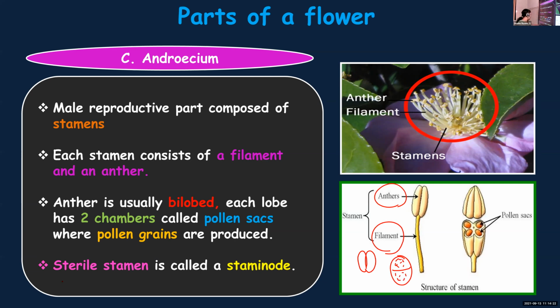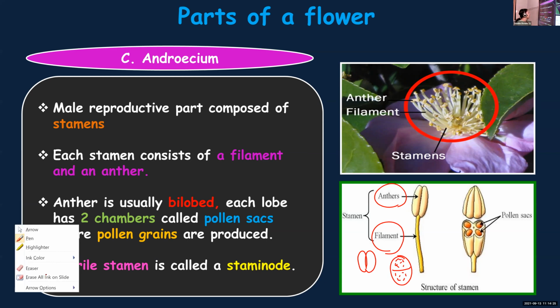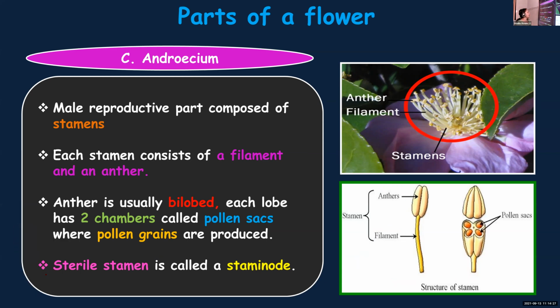I'll repeat once again. Androecium is the male part of the flower, and it consists of stamens. Stamen has 2 parts, anther and filament. Filament is a stalk-like structure, whereas anther is a lobed structure present at the tip. Usually they are bilobed. There can be changes, but generally they have 2 lobes. And inside each lobe, there will be 2 chambers, and these chambers are known as pollen sacs.